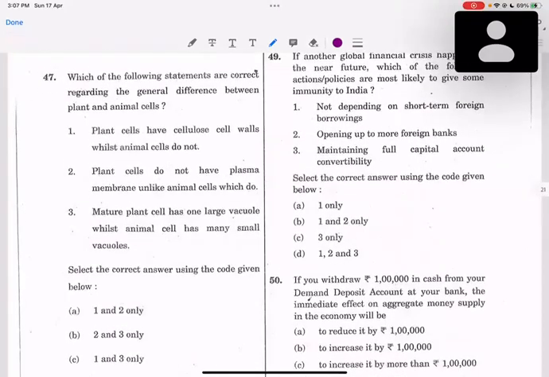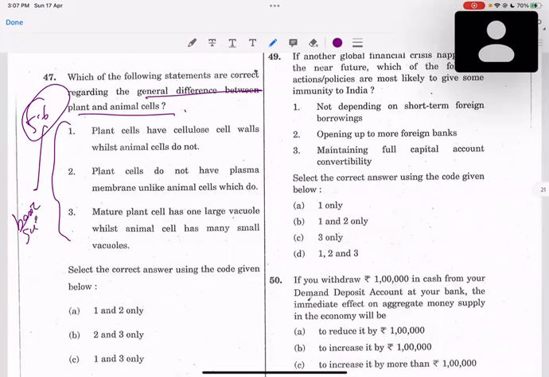Simple question. Which of the following statements are correct regarding the general difference between plant and animal cells? Plant cells have cellulose cell walls. Yes, this question was a bouncer or eye opener, because for the last 5-6 years UPSC had stopped asking questions on basic science. But last year they asked questions on basic science, and in 2021 also 3-4 questions came on basic science. So do study your basic science. This is UPSC showing a change of trend in science and tech.